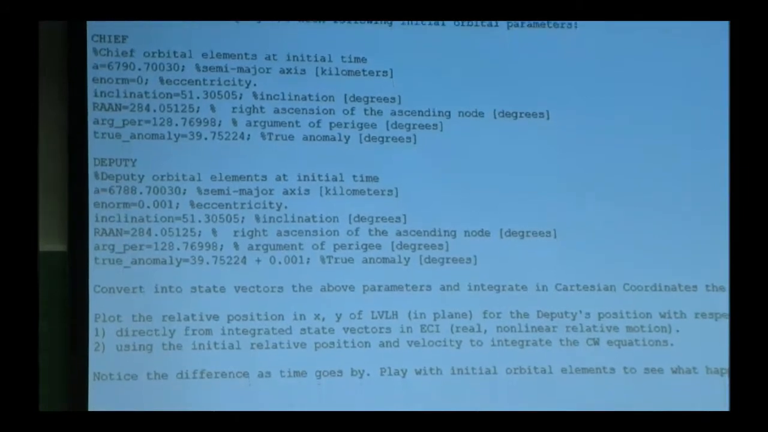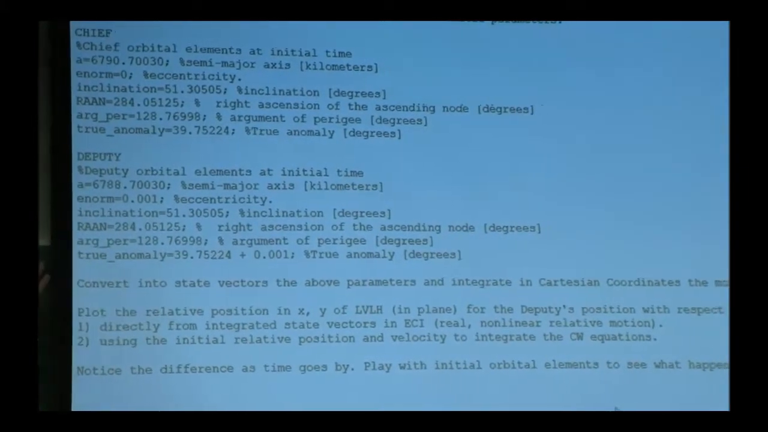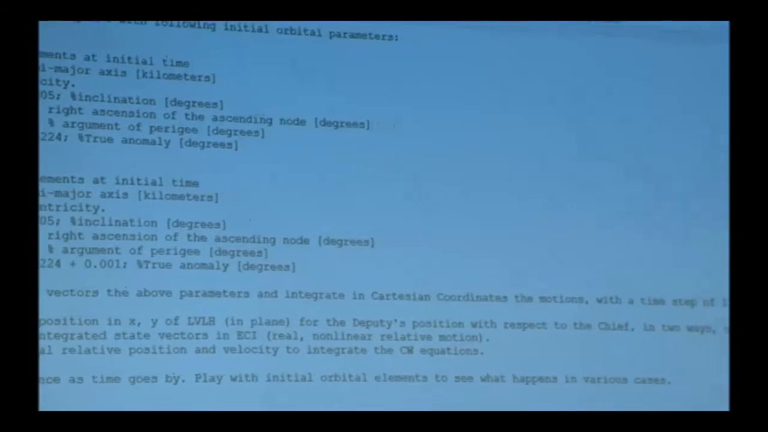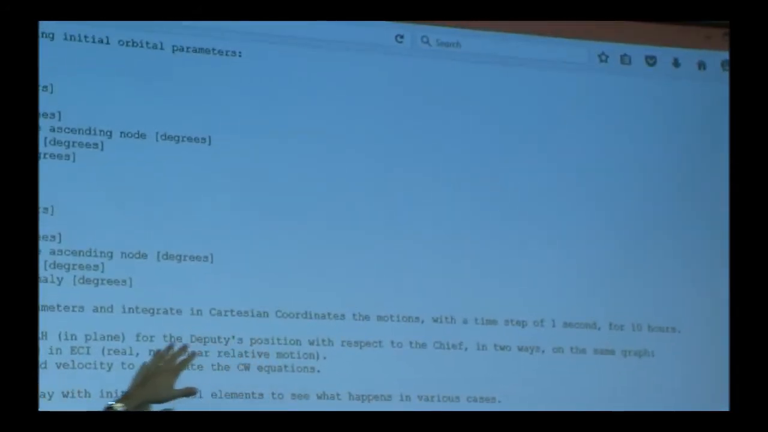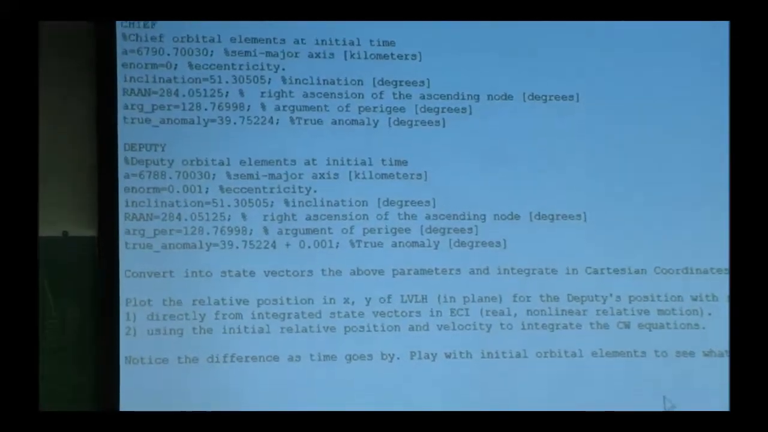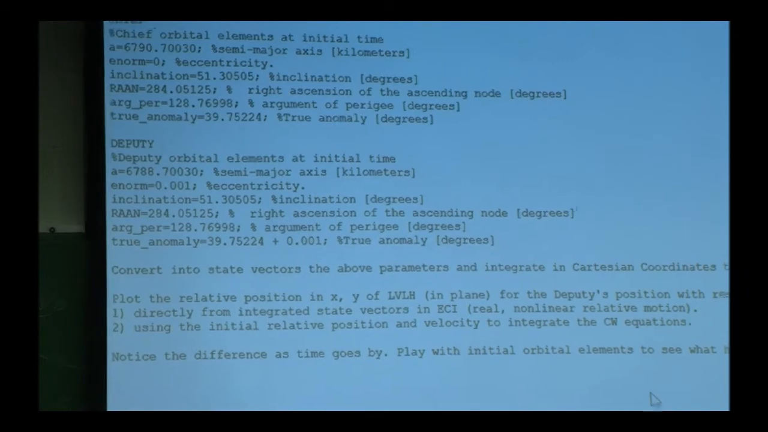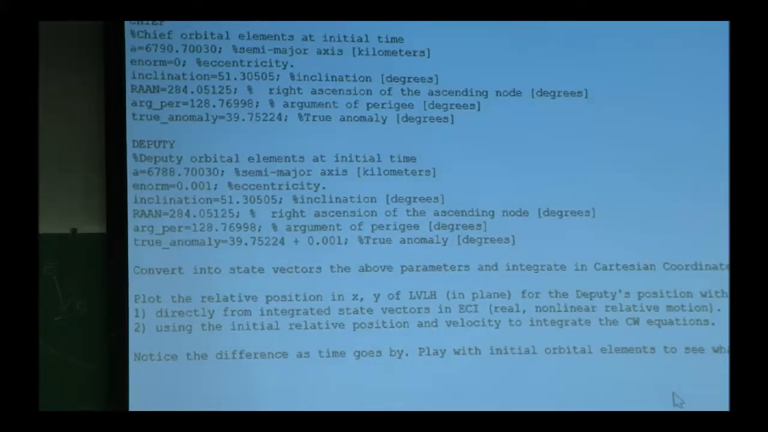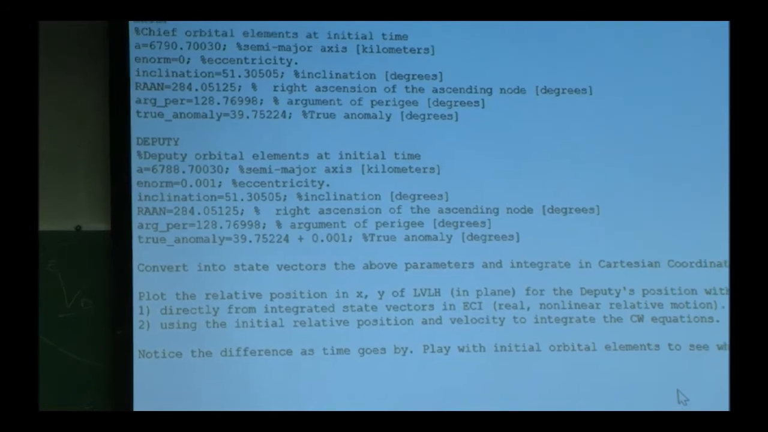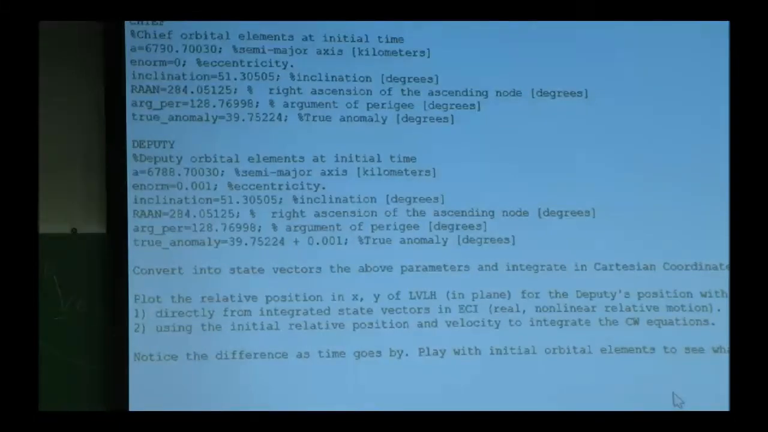So what I'm asking you to do is this. Take these orbital parameters, convert them into r and v state vectors. You've done that before. And then integrate in Cartesian coordinates the motions, the two trajectories, with a time step of 1 second. I just changed that and do it for 10 hours. And then there are two ways that you can represent that vector rho and its rate of change. One is compute the initial conditions, so do these operations that we have discussed just once at the beginning, and compute x0, y0, z0, and x dot 0, etc., and use them in Clohessy-Wiltshire, which is 0.2.